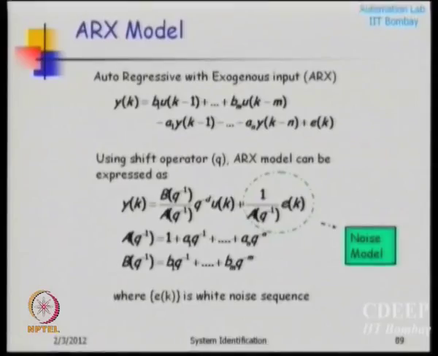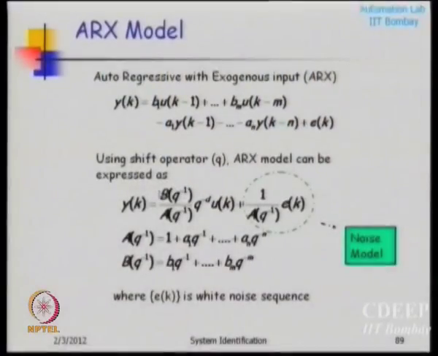You agree with me? Okay, so implicitly, without realizing, we have constructed a noise model here, which can be distilled out only when you go to Q domain. When you write it in the shift operator format, you can distill out what is the noise model, what is the deterministic model. This part BQ by AQ is a deterministic model, and 1 by AQ into EK is the stochastic model. Earlier we called this BK, this is my stochastic model.